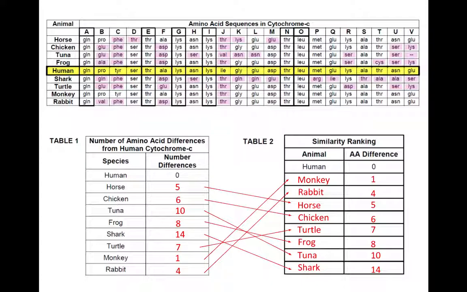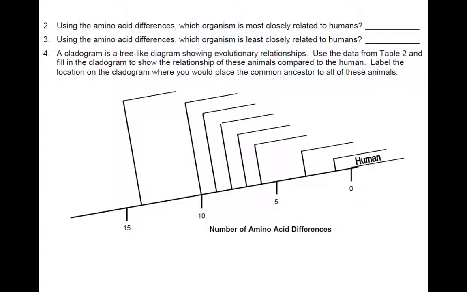And so now that we have Table 2 completed, we can actually answer a few of the questions on the worksheet. Namely, number 2 is asking which organism is most closely related to the human, which means it has the fewest number of differences, and that would be the monkey. And 3 is asking the exact opposite. So at the bottom of the table is the shark with the largest number of differences in amino acid sequence.